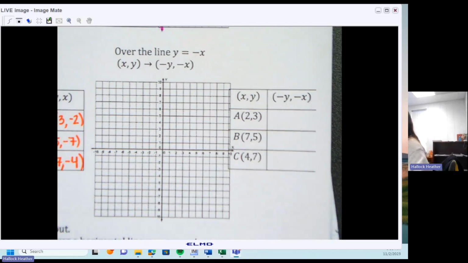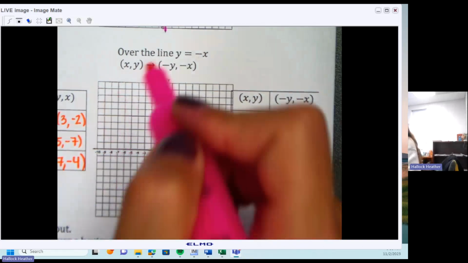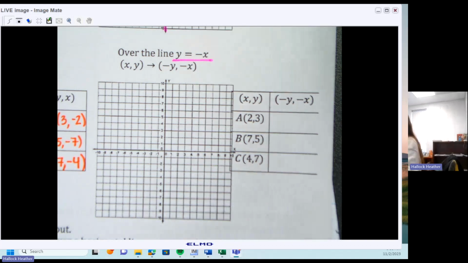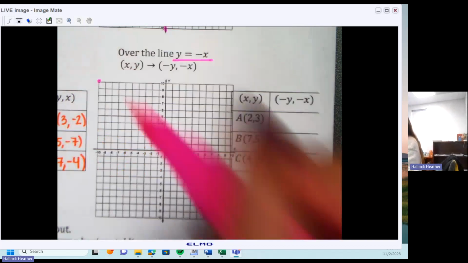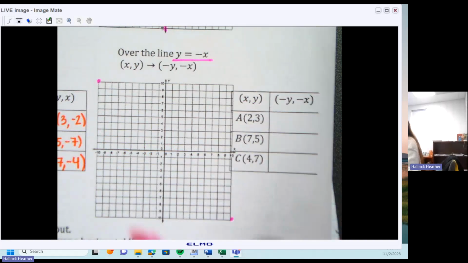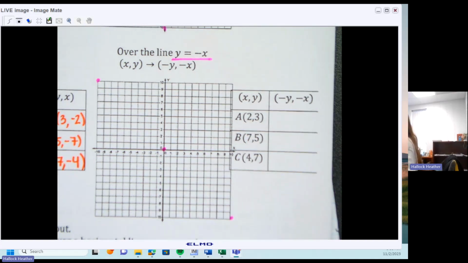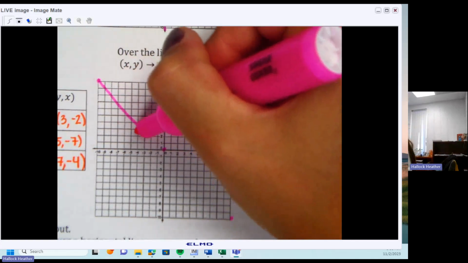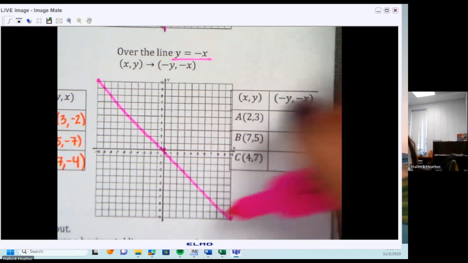So this time it says over the line y equals -x. That means a negative slope. So I should have a line that goes down from left to right, meaning it's starting in the top left corner and it's ending in the bottom right corner. It's going through the origin. So I just put a point, point, and a point, and then I'm connecting those because it's a negative slope. So it's actually going down 1 and to the right 1, starting at 0, 0.